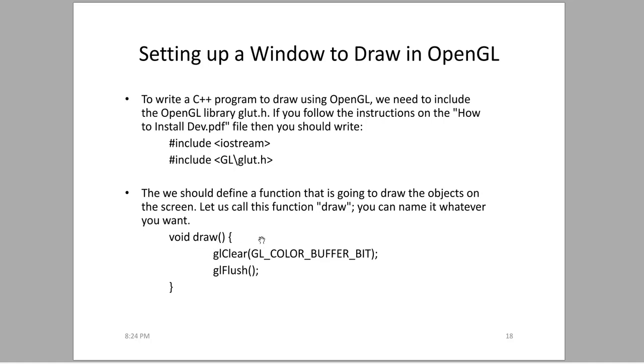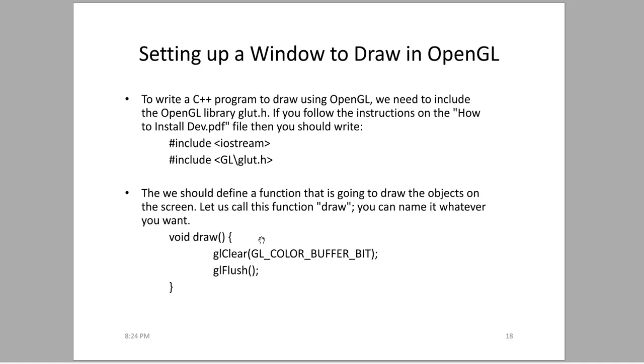Okay, so give it a meaningful name that will draw something on the screen. And within the draw, what we did, we have just two GL functions. So they are OpenGL functions. The first one is glClear, and the second one is glFlush. Okay, and they will be used in all drawing functions. So what do they do?